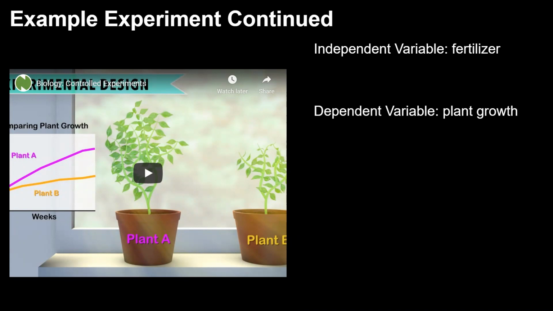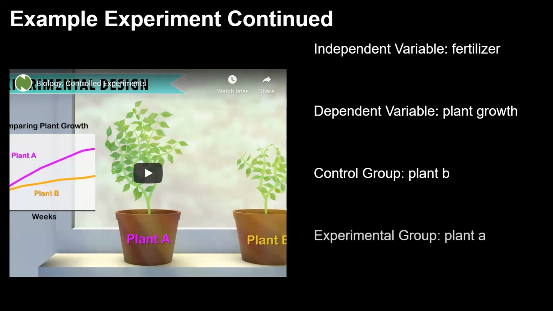Our control group is the group that does not receive the independent variable. And if you were paying attention in the video, you would know that that was plant B that did not get any fertilizer, which means that the experimental group has to be plant A because it did get that independent variable of fertilizer.